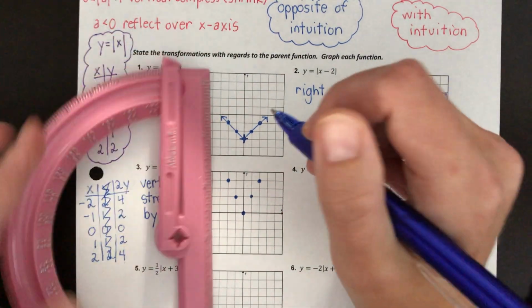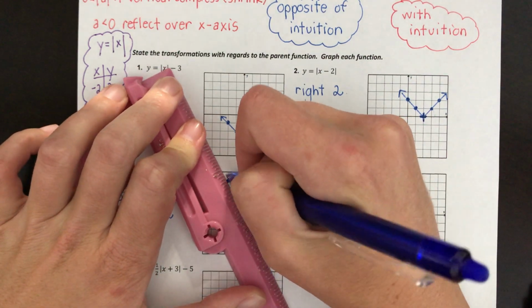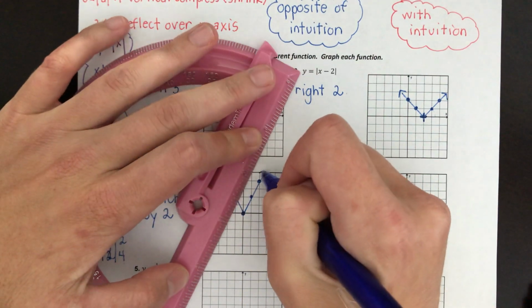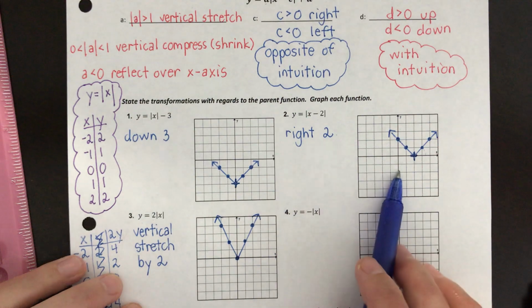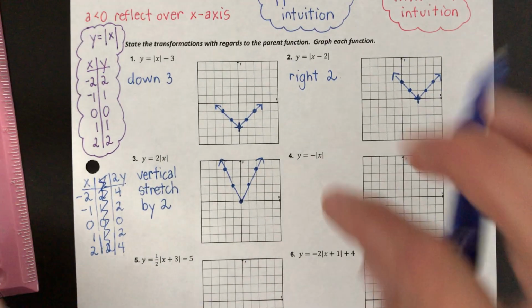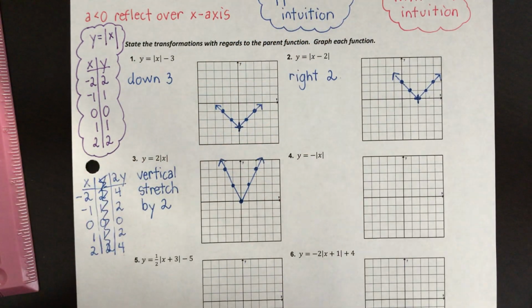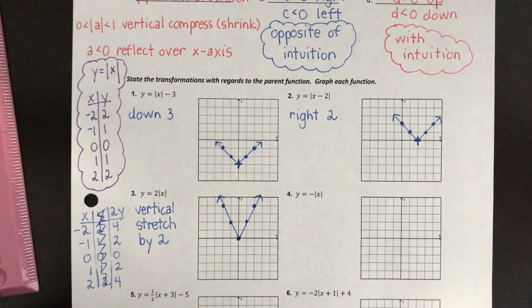So hopefully, just like you've been kind of checking as we've been going, hopefully you have. This looks just like what our word said. So before, hopefully you were like, oh yeah, down 3, that's what that looks like. Oh yeah, right 2, that definitely is what that did. And here, oh yeah, vertical stretch by 2. Yeah, we literally took the graph and we stretched it out vertically. That's why it's skinnier. Okay, so we took the parent function and we stretched it.